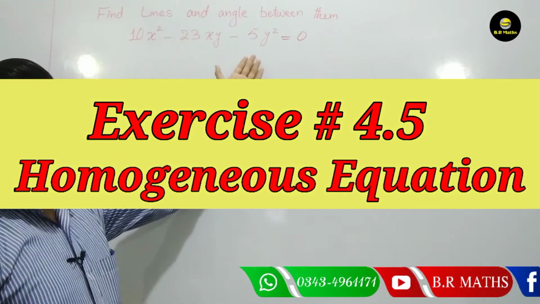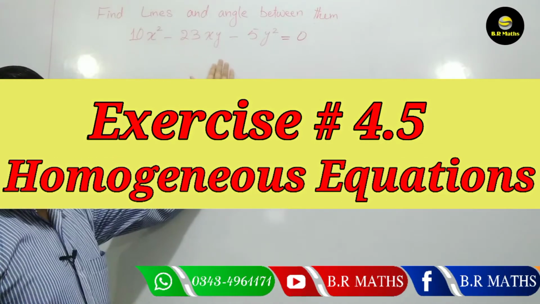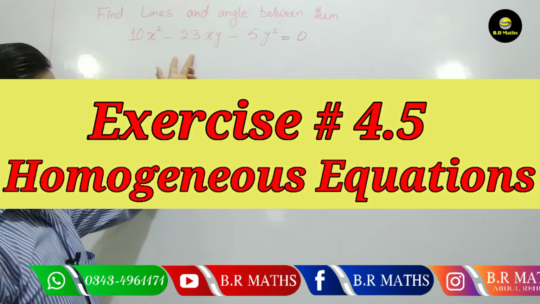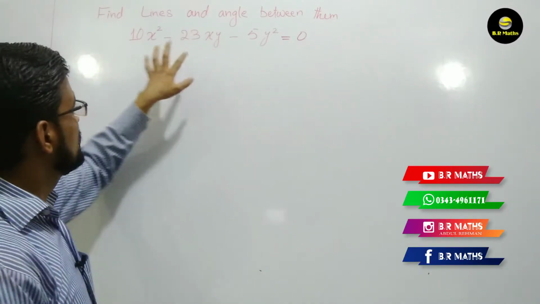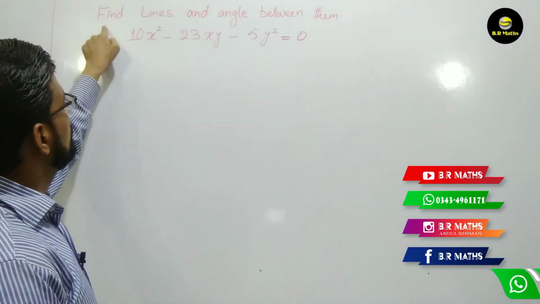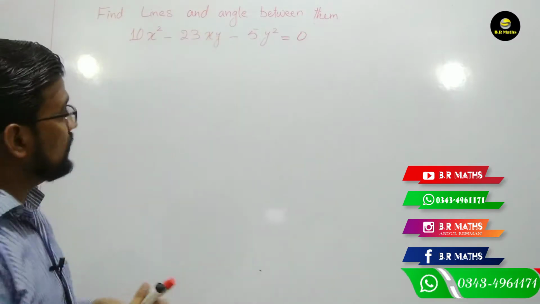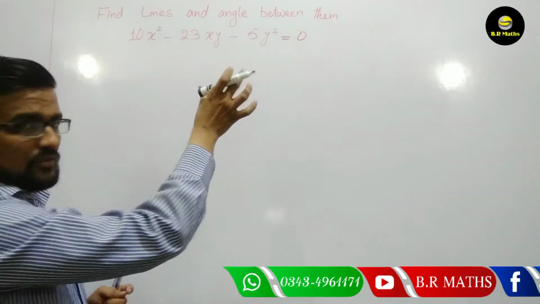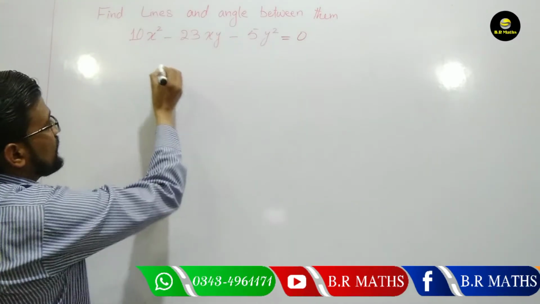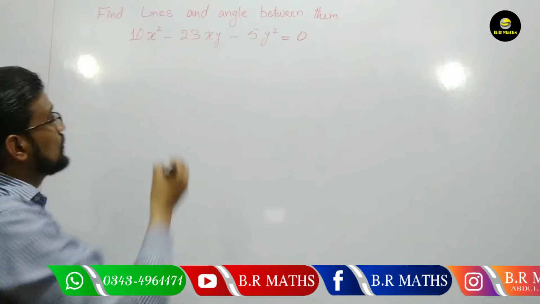The group of equations. This equation represents two linear equations, two straight lines. So firstly, find the lines. You need factorization, and the type of factorization is called the middle term break.